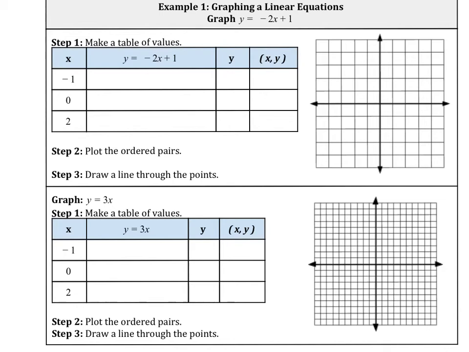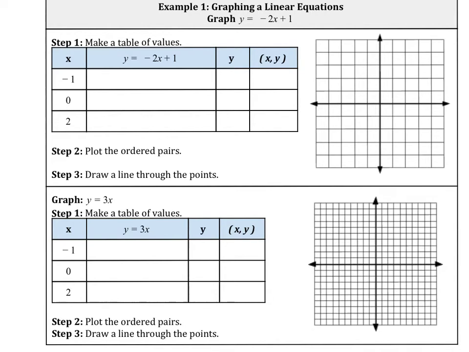Chapter 2.1 Graphing Linear Equations. Example number 1. Make a table of values of linear equation y equals negative 2x plus 1. So we're going to choose x values negative 1, 0 and 2.